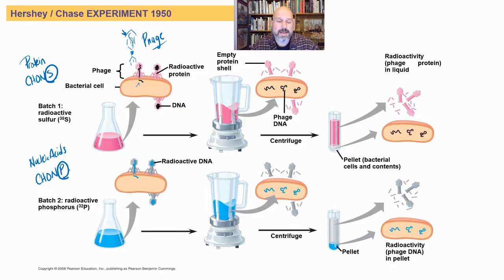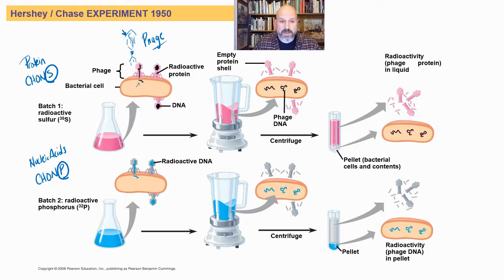What do I mean by that? You put these organisms together and they need nutrients to grow. So some of those nutrients that you give them have isotopes of either phosphorus or sulfur. And they will incorporate that isotope into their molecules. Now that it's radioactive, you can trace it throughout its life cycle and beyond. Okay, so this is what they do.